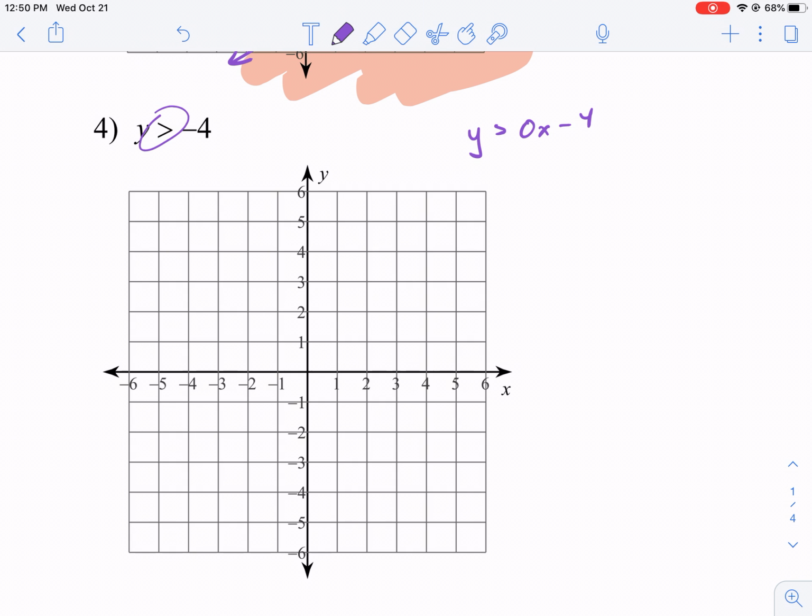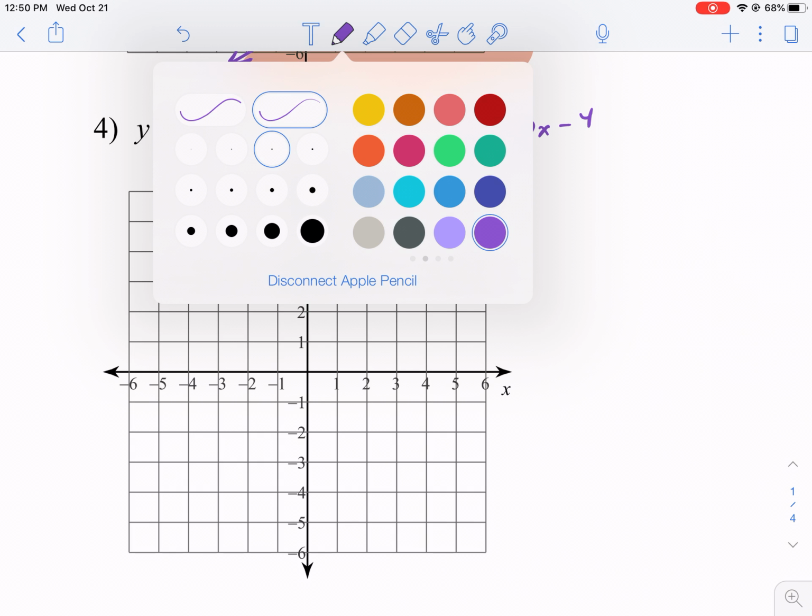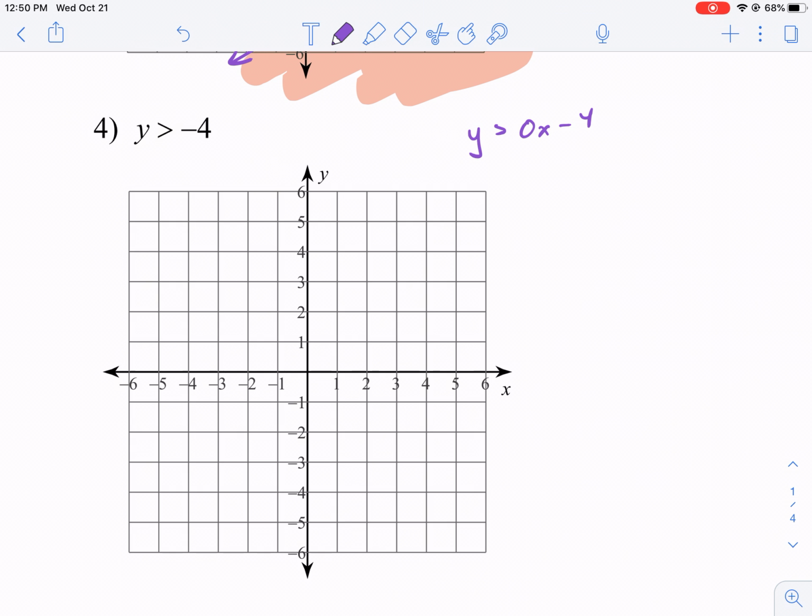Identify the boundary line. It's greater than, not equal to, so we're going to use a dotted line. I think, can I make a dotted line here? I forgot how to make a dotted line. I think I just got to go like this. So y is less than 4, so I'm going to make a dotted line on y equals negative 4. That's my 0 slope.